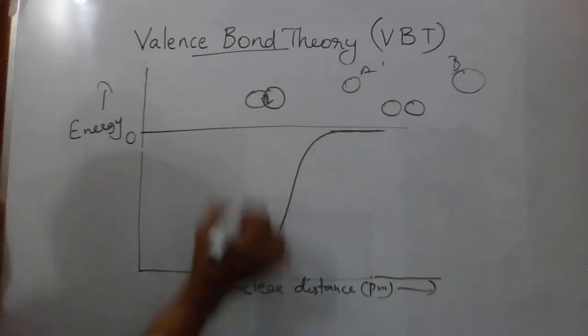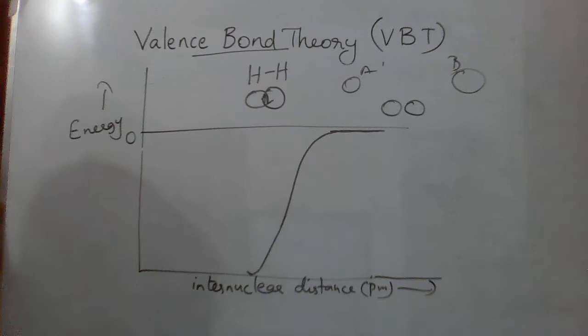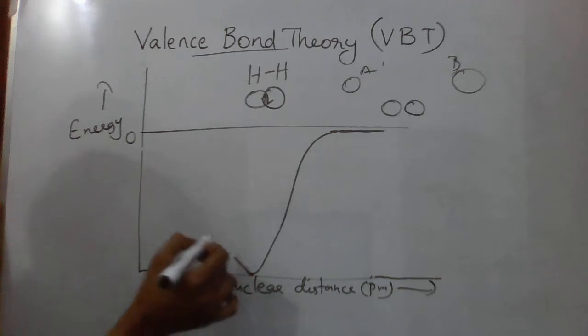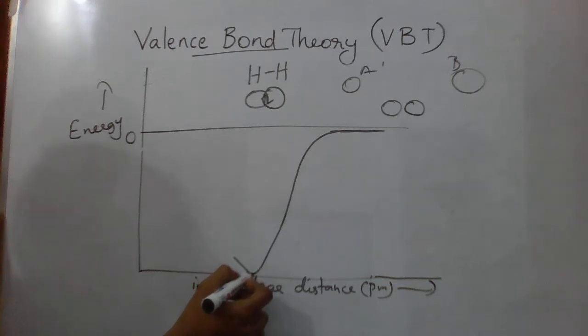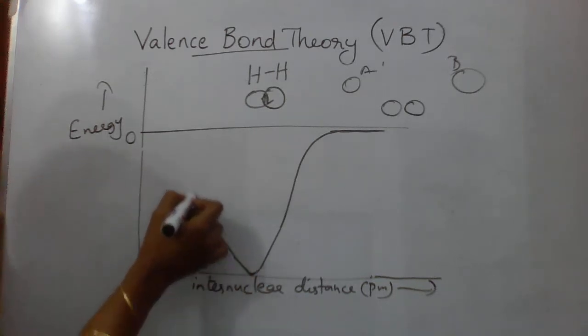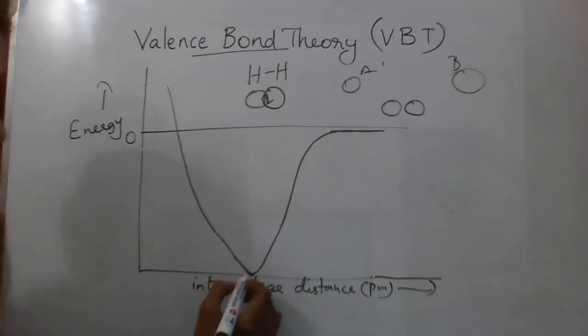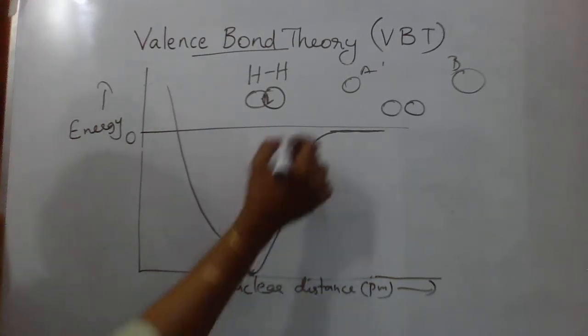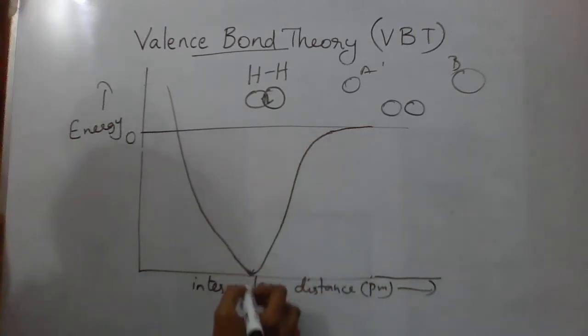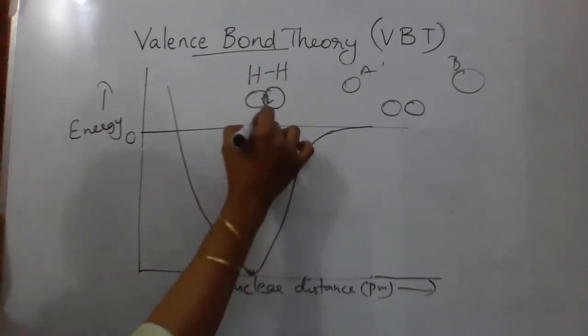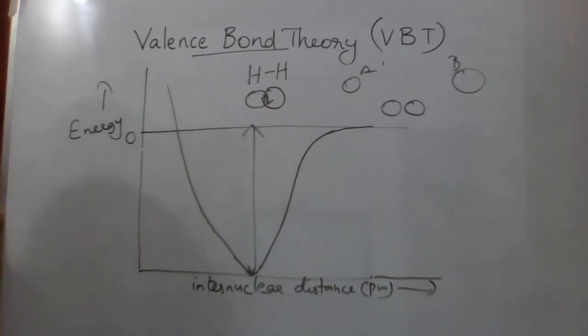At this stage, what happens? The H2 molecule is formed. The hydrogen covalent bond is formed. At the minimum energy state, the H2 molecule is formed. On further decrease in distance, what happens? The molecule becomes unstable and its energy goes on increasing. At this minimum energy state, the amount of energy the hydrogen molecule released when it is formed is called bond enthalpy.